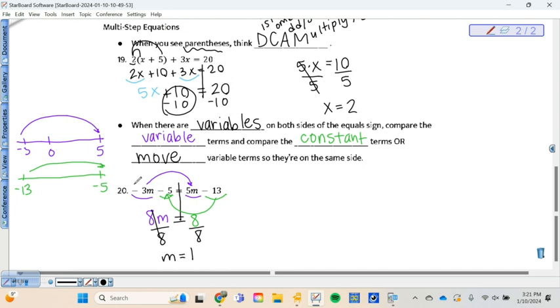So if I plug in 1 for m, I'd end up with negative 3 times 1 minus 5. Negative 3 times 1 is negative 3. Negative 3 minus 5 is negative 8. Then if I plug in the 1 here, I have 5 times 1 minus 13. 5 times 1 is 5. 5 minus 13 is also negative 8. So I know that I'm right.